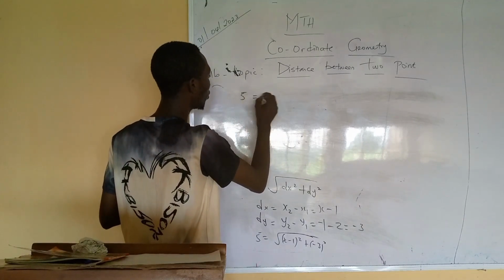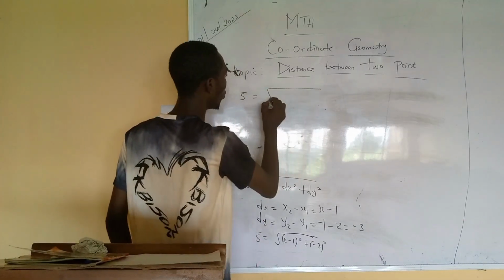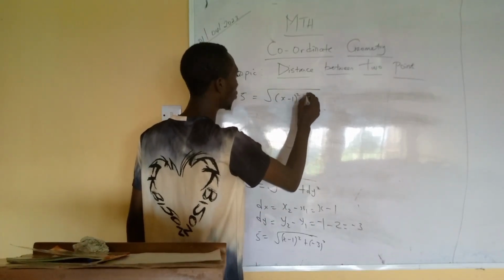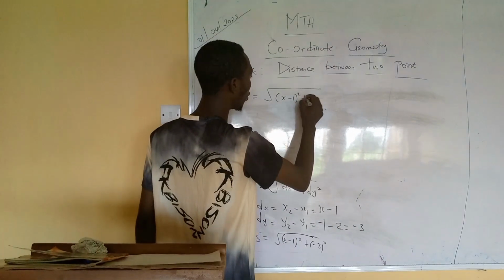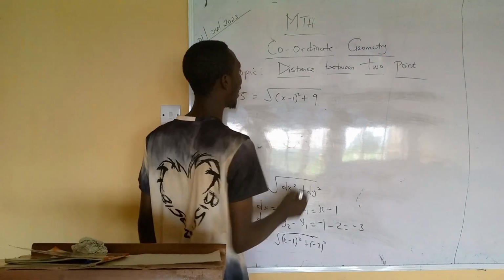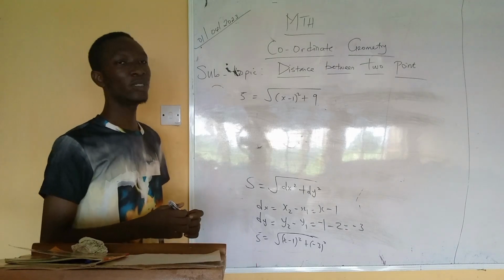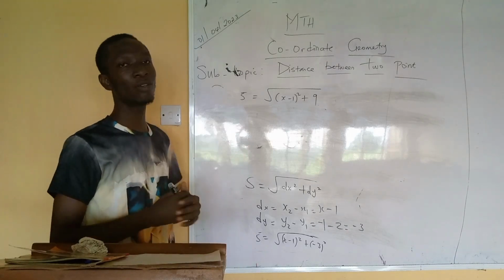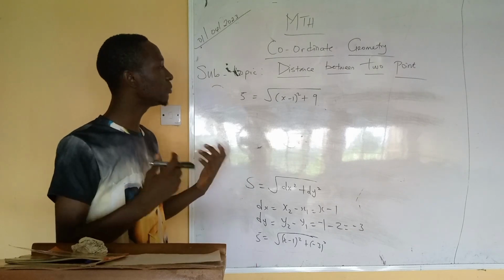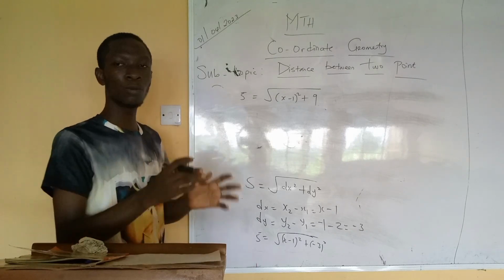Now 5 equals root of (x minus 1) squared plus (minus 3) raised to power 2, which is minus 3 times minus 3, which is 9. Now at this stage, your aim is to remove the square root. And how do you remove the square root? You square both sides.